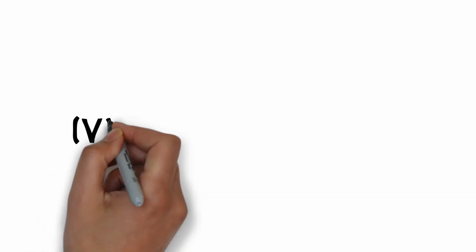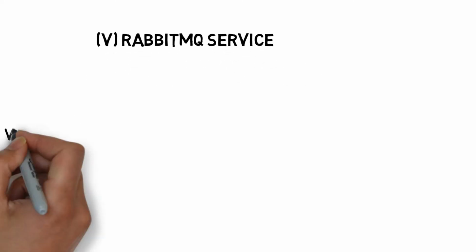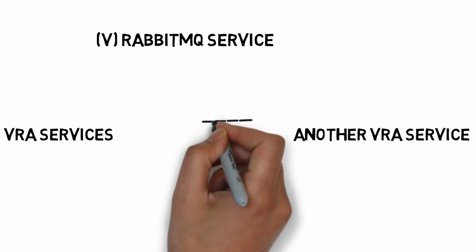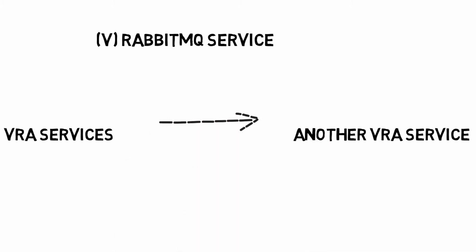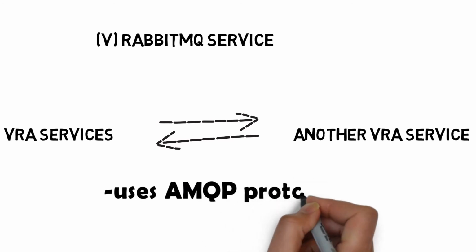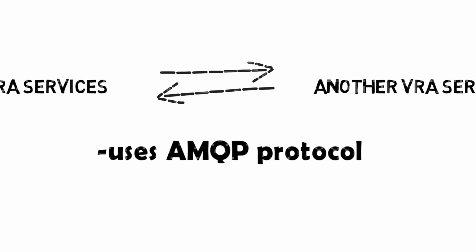Now, the final component, which sometimes people skip while talking about vRA components, is the RabbitMQ service. In the appliance, there are multiple services running that are associated with vRealize automation. Now, these services need to interact with each other, and for that, they need a mechanism to communicate. That is what RabbitMQ does. It allows the vRealize automation services to communicate with each other while utilizing the advanced message queuing protocol to do so. Now, guys, we are done with the appliance part of vRA components.